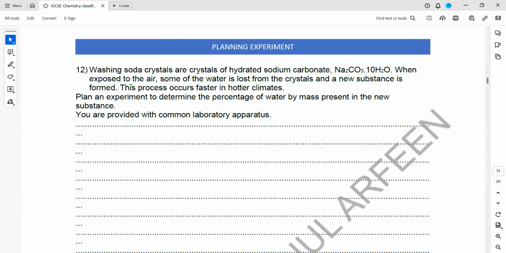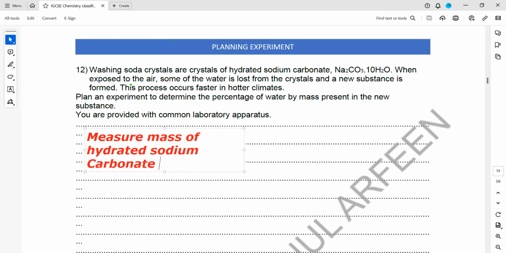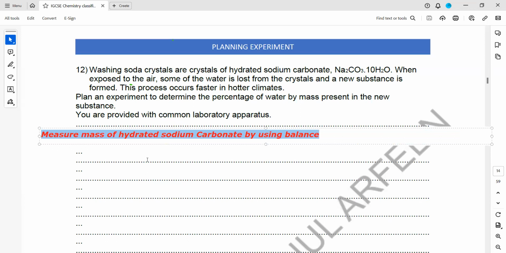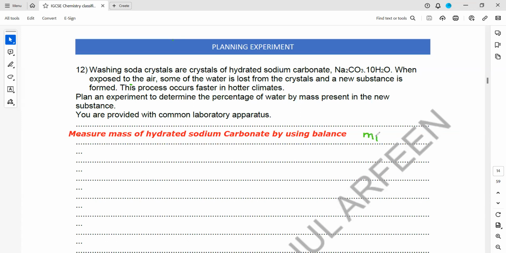So first, like the first point, we will measure the mass of the hydrated sodium carbonate. And you should always mention how you are measuring a mass. The name of the apparatus is important. So by using a balance, we measure the mass of hydrated sodium carbonate. This is the first point. For example, we say this mass is M1.